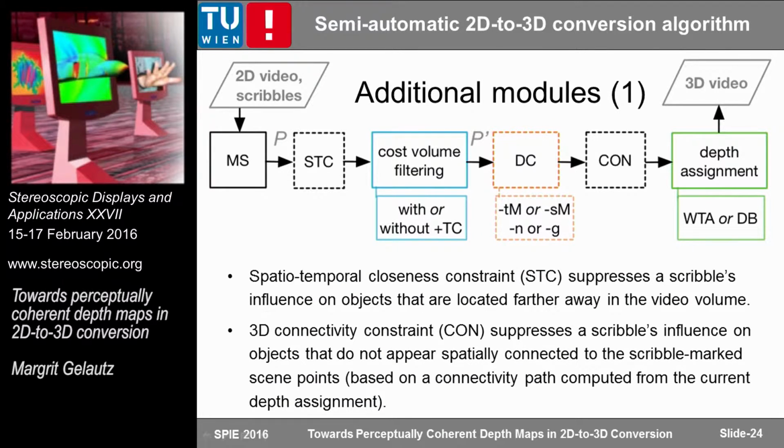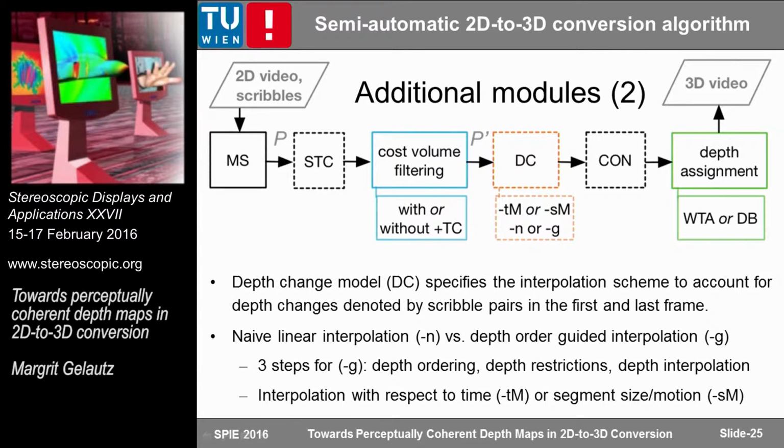There are several other blocks which I'll just mention very shortly. STC, that's a spatial temporal closeness constraint, and CON, that's a 3D connectivity constraint. And these 2 constraints help us limit the influence of the user-provided scribbles onto those pixels that are located in the vicinity of the pixel, or those pixels that appear spatially connected in 3D space to the initial pixels.